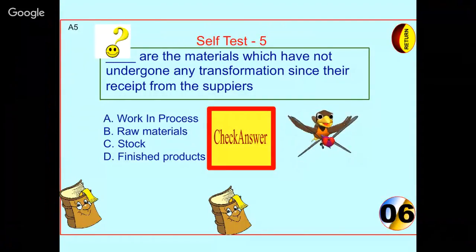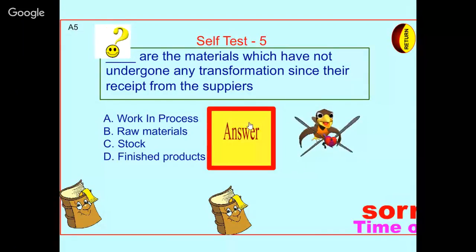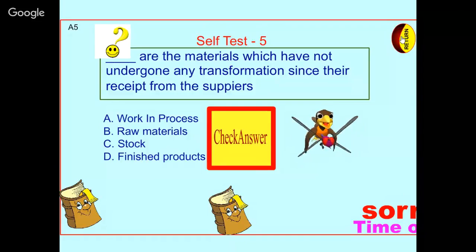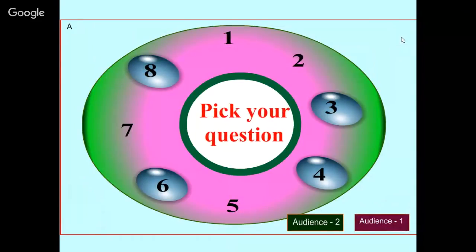It's almost time. Yes. The raw materials are the unworked materials. That means the materials which have not gone transformation after receiving may be termed raw materials. Question number 3, 4, 6, 8 are remaining. Now anybody can pick from the remaining questions. Yes, we'll go for question number 6.